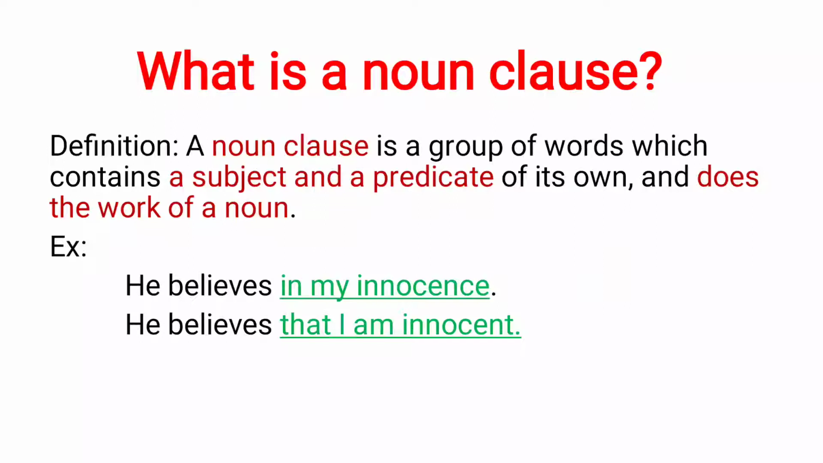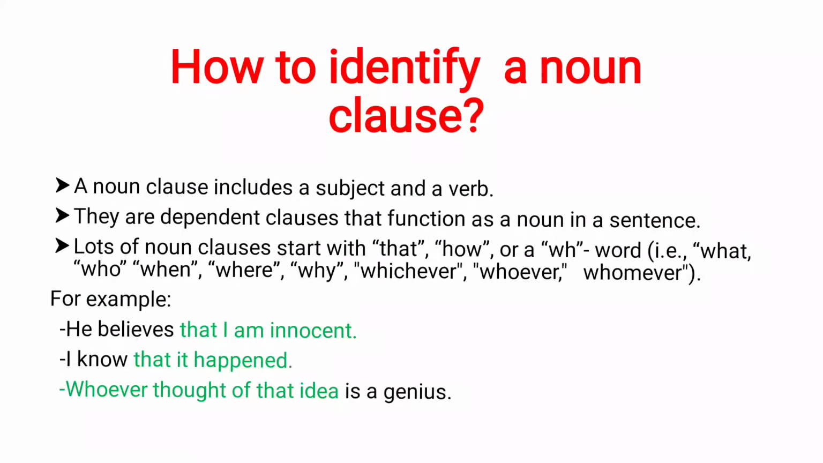But if we look at the second example, he believes that I am innocent. Here, the underlined group of words has a subject I and a verb am, and thus it plays the role of a clause. So we can divide this into a subject and a predicate. Now, we need to understand whether it is a noun clause or not. So, let us try to understand and identify a noun clause in a sentence.